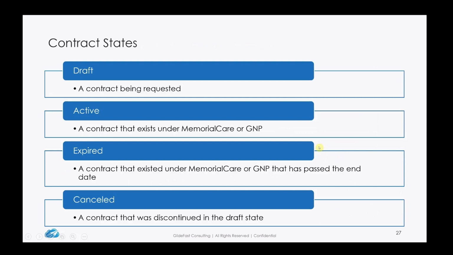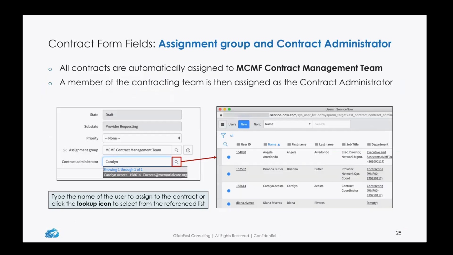In terms of the actual states, a draft contract is a contract being requested. An active contract is a contract that already exists under Memorial Care or GNP. An expired contract previously existed under Memorial Care or GNP and has passed its end date, and a canceled contract was discontinued in the draft state. All contracts are automatically assigned to the MCMF contract management team. That was that required mandatory field that we saw earlier.